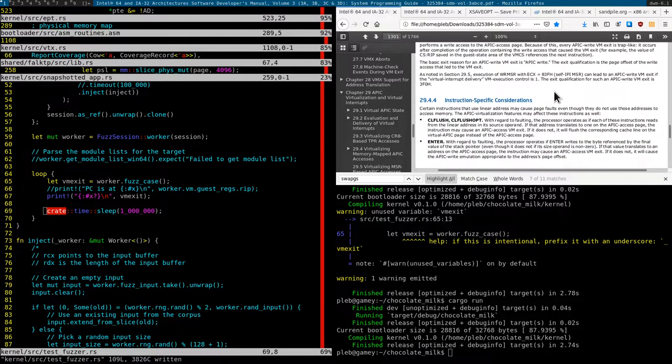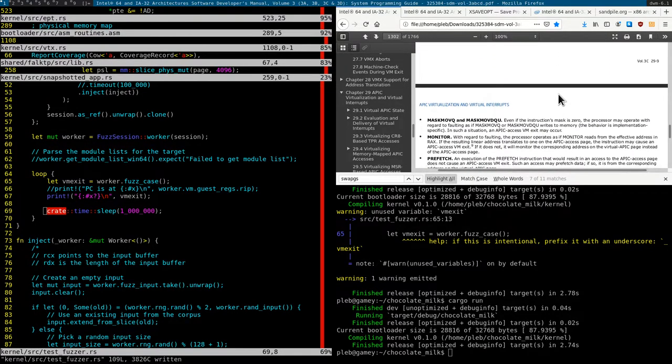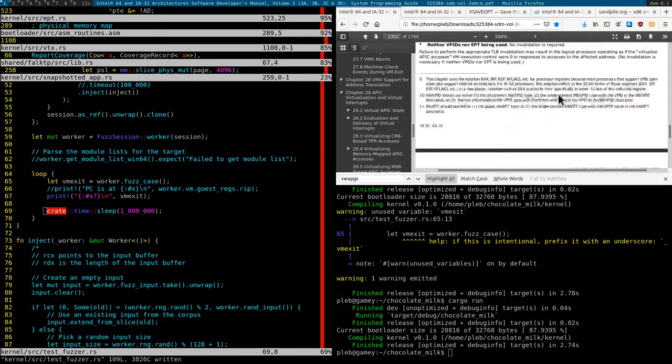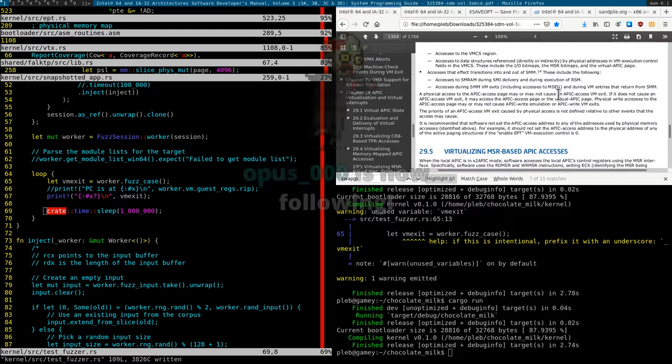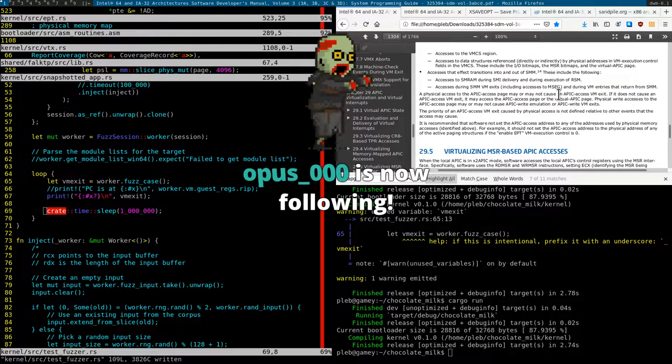I think maybe I'm thinking of AMD's SVM. So I think with AMD's SVM, you could set the valid APICs.